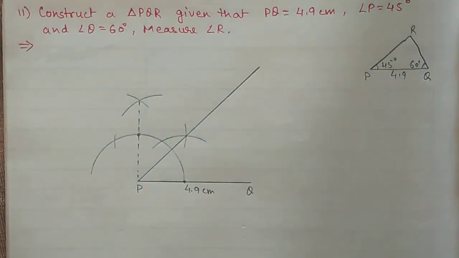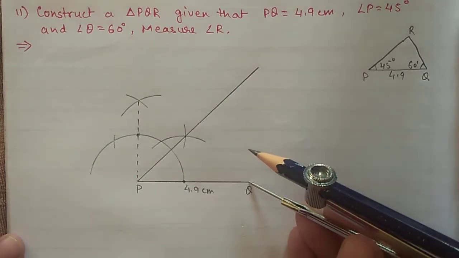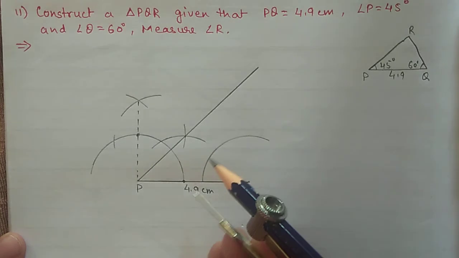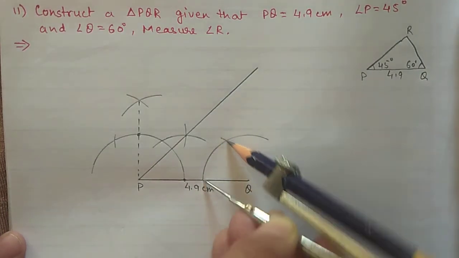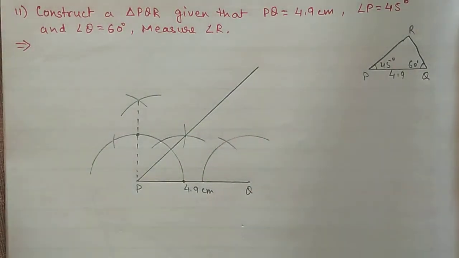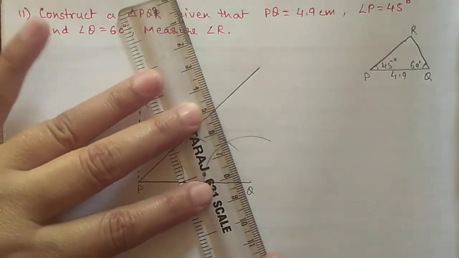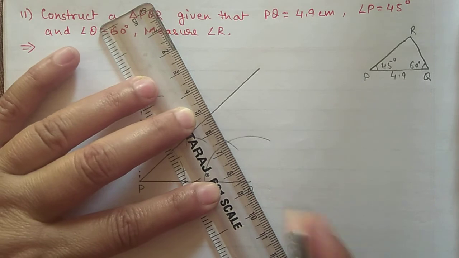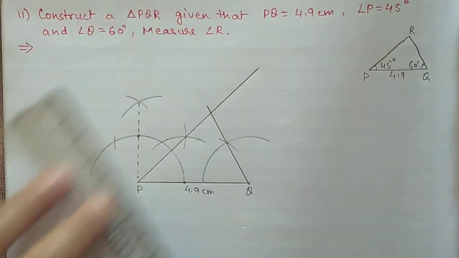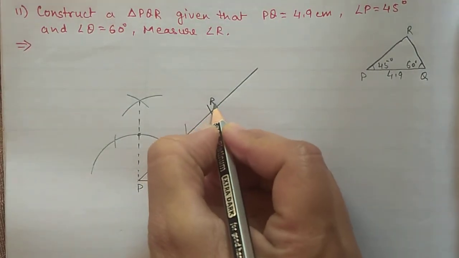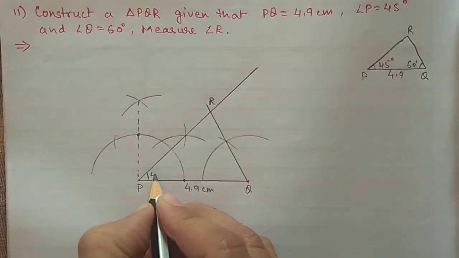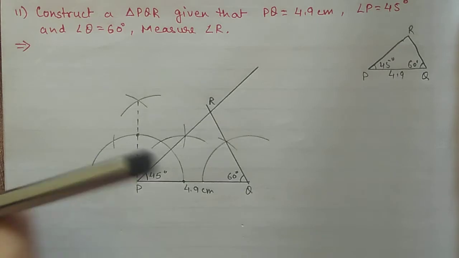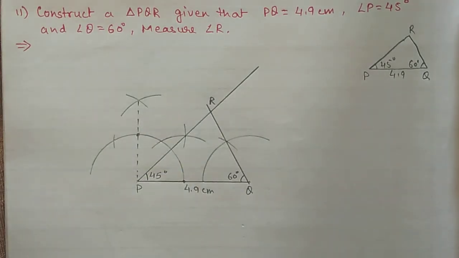Then on Q we have to construct 60 degree. For 60 degree first semicircle. Then from here first arc. This first arc is 60 degree. We will join this point. This is point R. Right here 45 degree. This is 60 degree. And this angle we have to measure also.